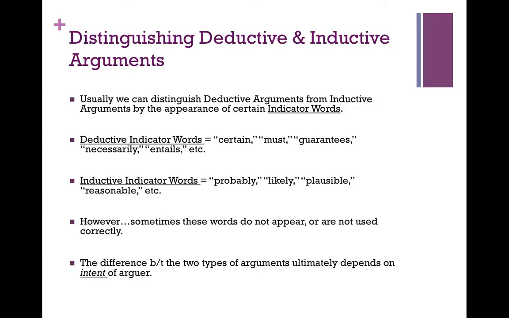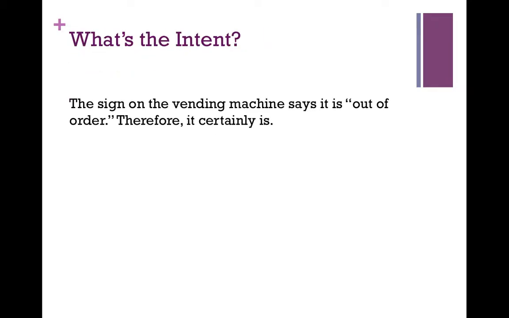So I want to give you an example and see what you think about this. Look at this right here. The sign on the vending machine says it is out of order. Therefore, it certainly is. And ask yourself, does this seem like a deductive argument or an inductive argument? And you might say, well, look, we have this indicator word, certainly. And you just told us a moment ago that certainly is a deductive indicator word. And it most certainly is a deductive indicator word.